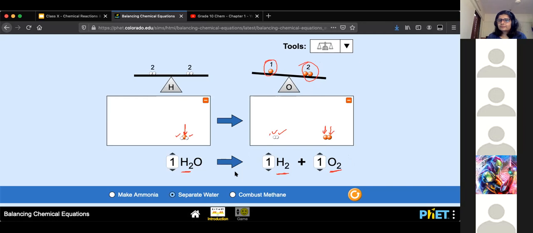Ma'am, we can increase the hydrogen molecules into two more, and then it can be. If I increase hydrogen to two more, that will end up not balancing hydrogen, but मेरा oxygen का कुछ नहीं हुआ ना. So अगर oxygen को balance करना है तो what should I increase?